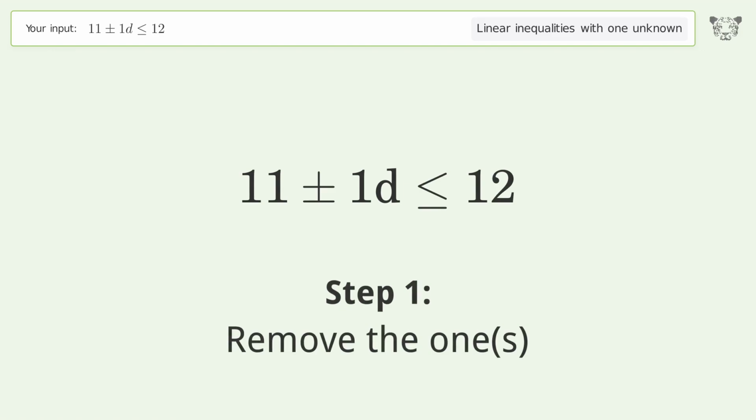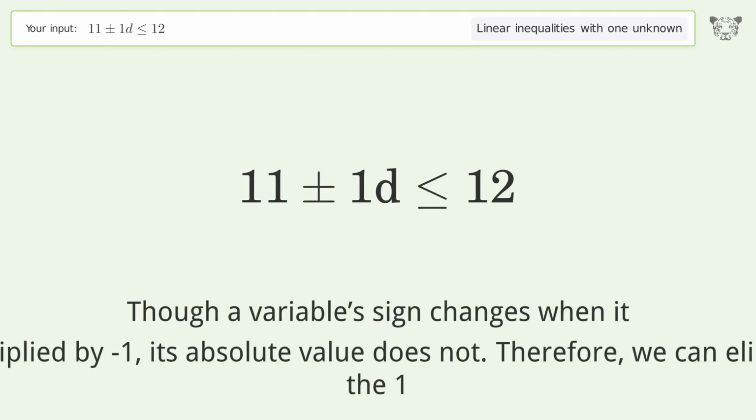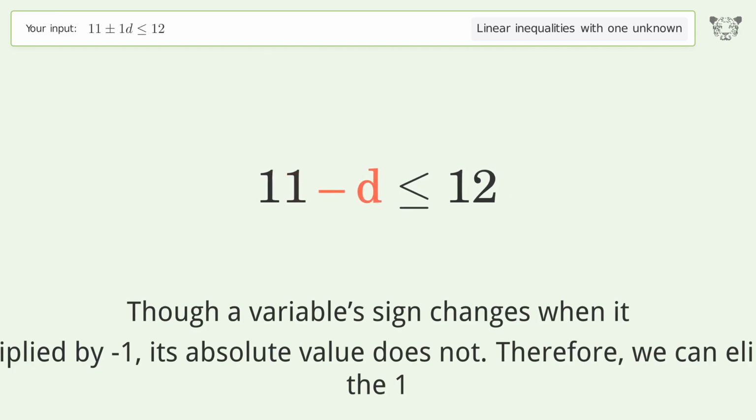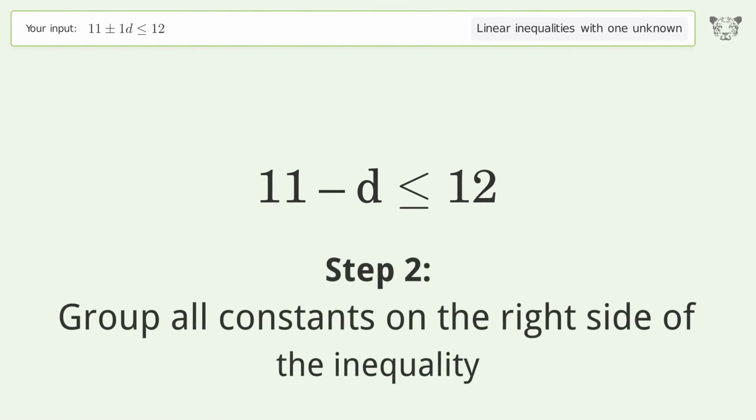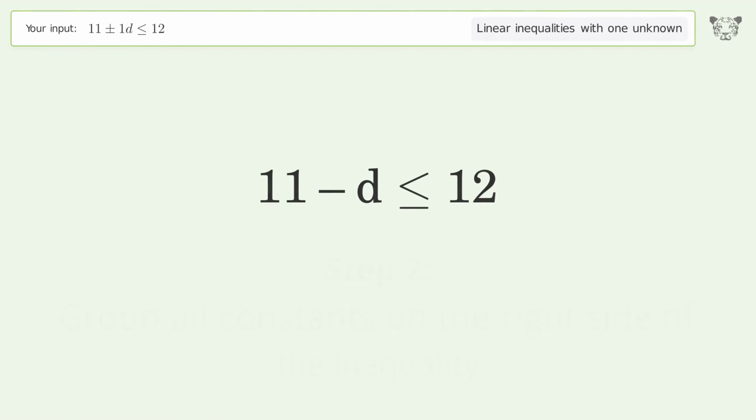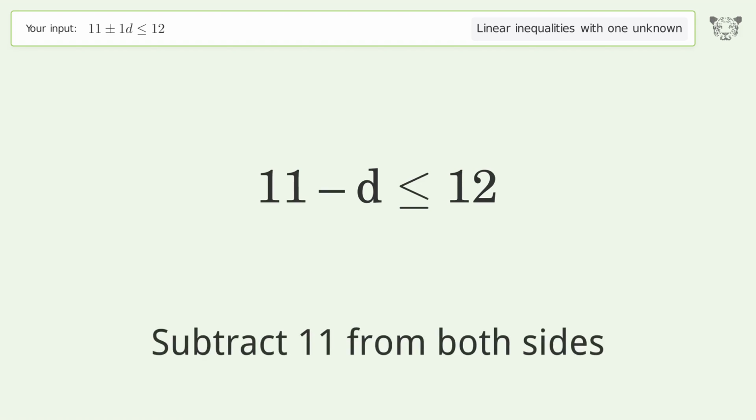Remove the ones. Though a variable sign changes when it is multiplied by -1, its absolute value does not. Therefore, we can eliminate the 1. Group all constants on the right side of the inequality. Subtract 11 from both sides.